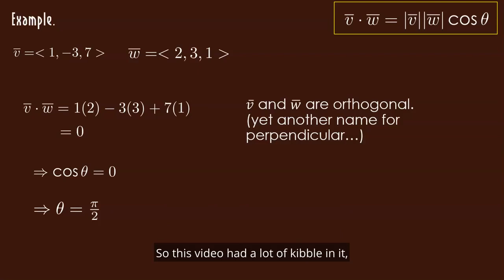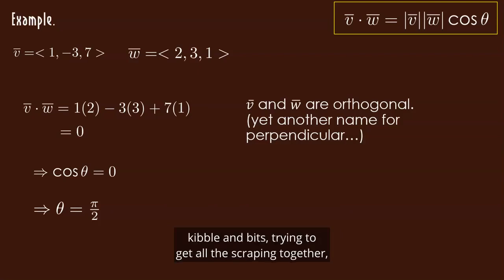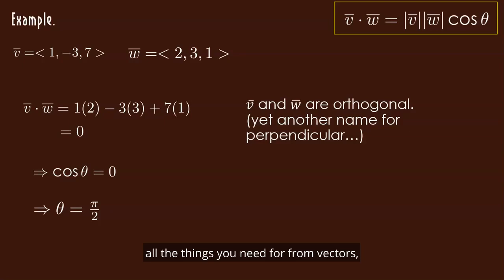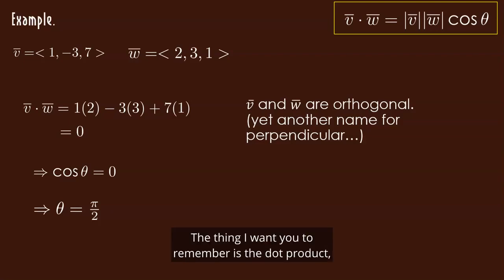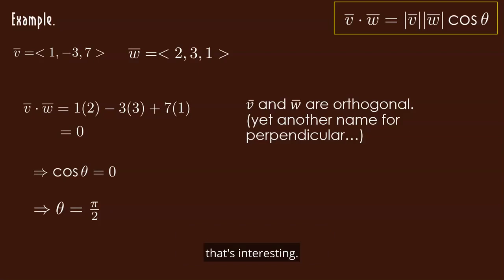So this video had a lot of kibbles and bits, scraping together all the things you need from vectors, but not giving you too much. Hopefully it wasn't too disjointed and you could follow everything. The thing I want you to remember is the dot product, because we have to use that. Being able to add vectors, that's a good thing. Being able to find the angle between two vectors, that's interesting. Not sure we're going to use that as much, but we'll definitely be using the dot product.